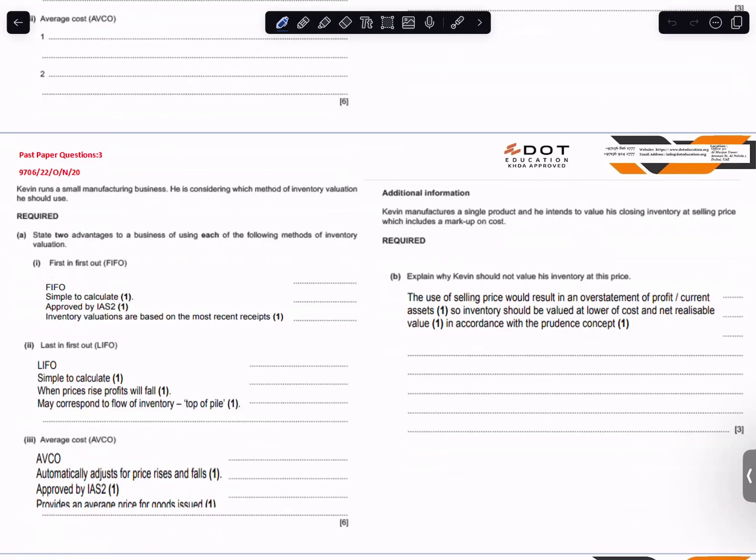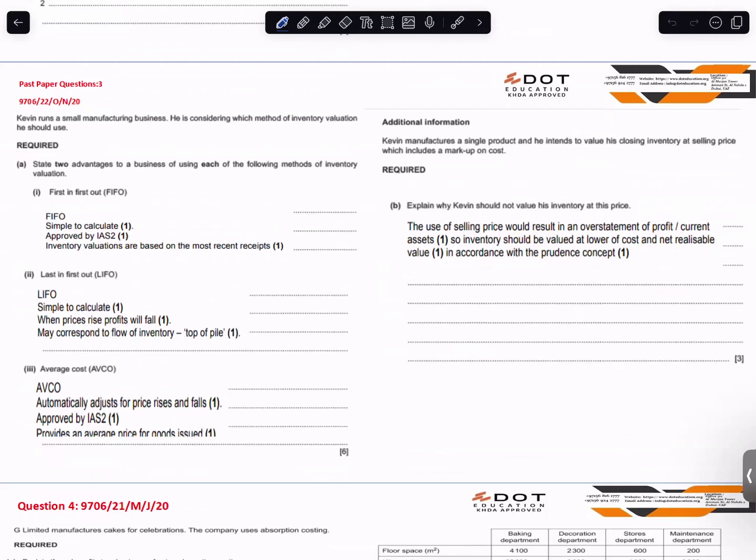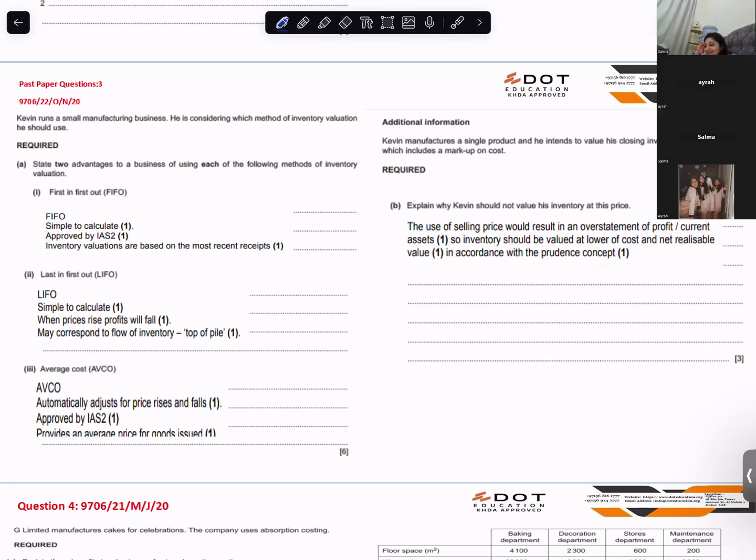The other one would be that it is approved by IAS 2. What is IAS 2? International Accounting Standard. What does it tell? That FIFO is approved. What about LIFO? LIFO is also easy to calculate. So for both you will write simple to calculate. You can't write the same answer for both. So it is when prices rise, profits will fall. How is that an advantage? How is the second one an advantage? When prices rise, profits will fall.